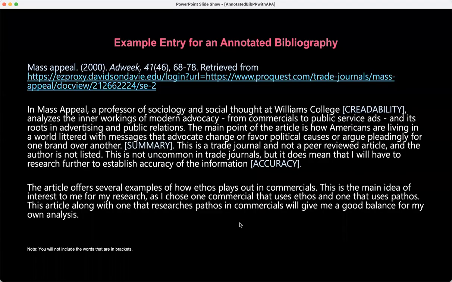Here's an example of what this is going to look like. This is one entry. You're going to do more than one entry, but this is one entry. This is using an ad. And again, remember that yours would have a hanging indent. Then under that hanging indent source, you will have the summary.